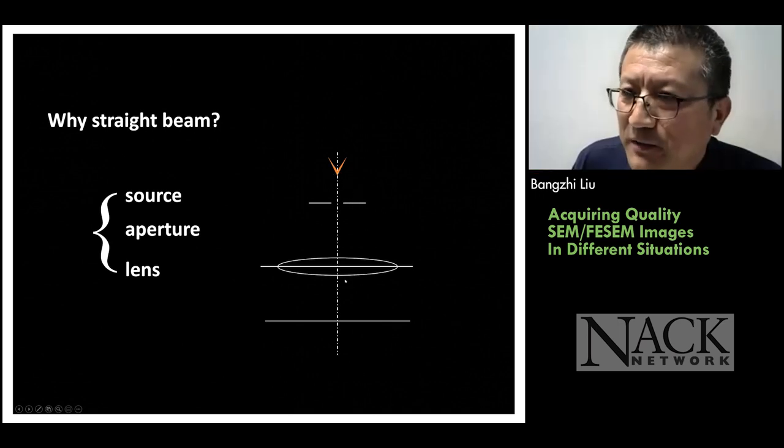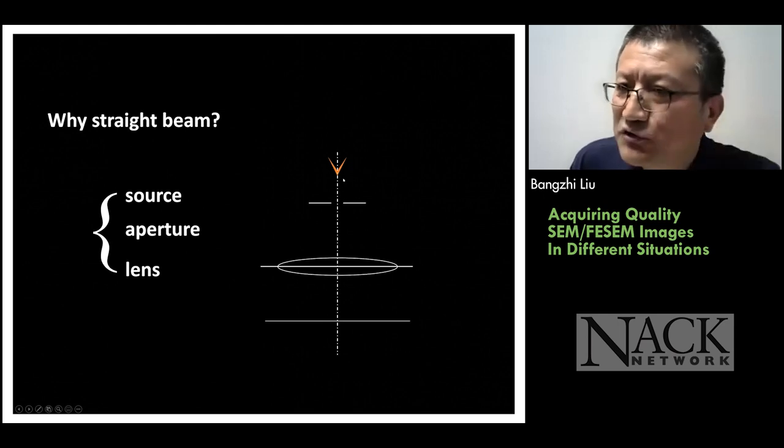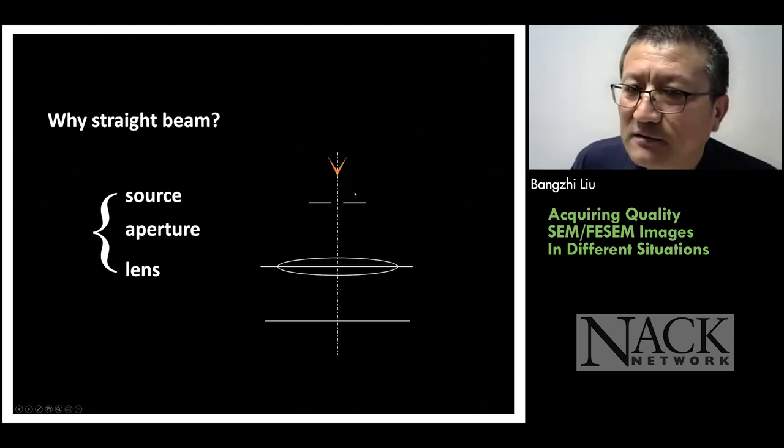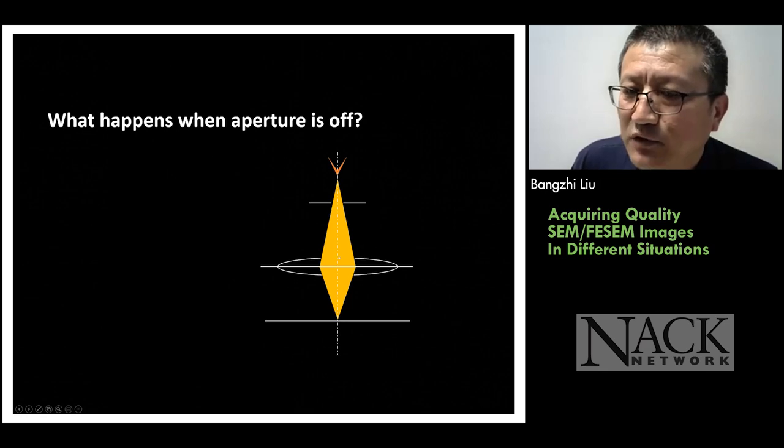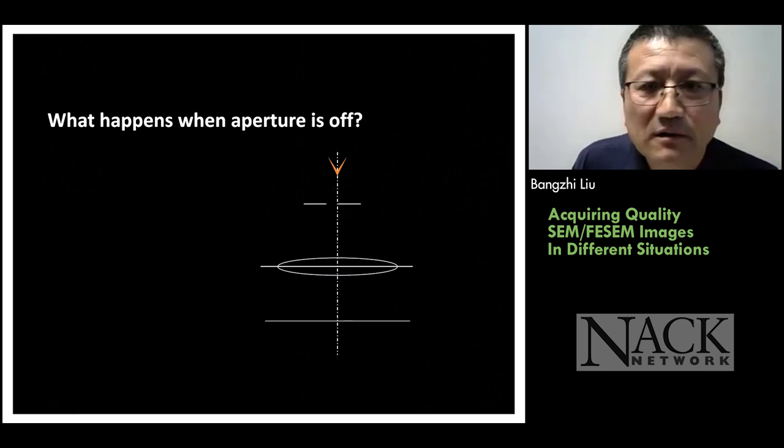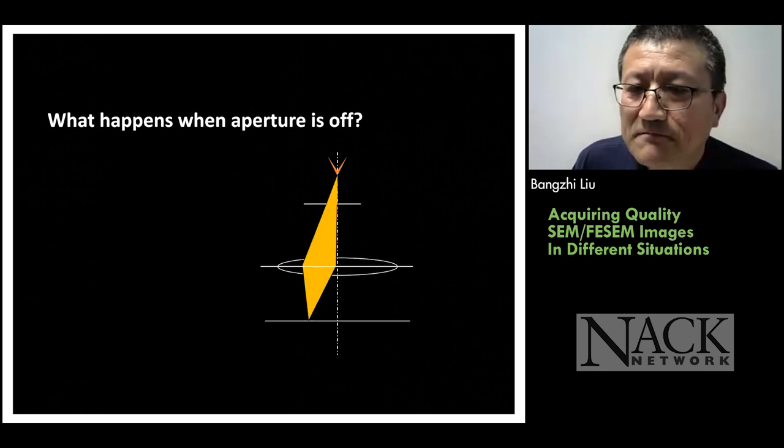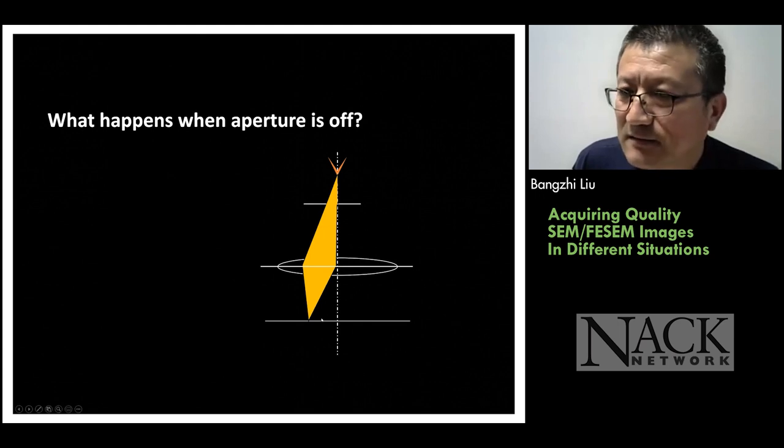So these three components have to be aligned. The center has to be aligned. Then you have a perfect beam like this. If the aperture is off like this, the beam will go like this.